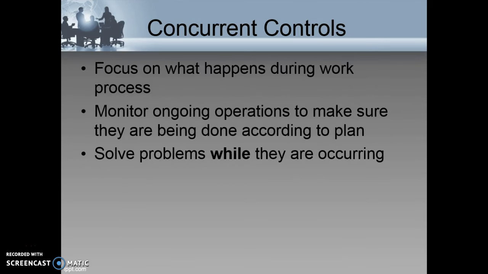Concurrent controls focus on what is happening during the work process. In this case, you have a manager who is trying to monitor the ongoing operations as they are occurring to make sure that they are being done according to what was planned. These solve problems while they are occurring as opposed to before they are occurring.